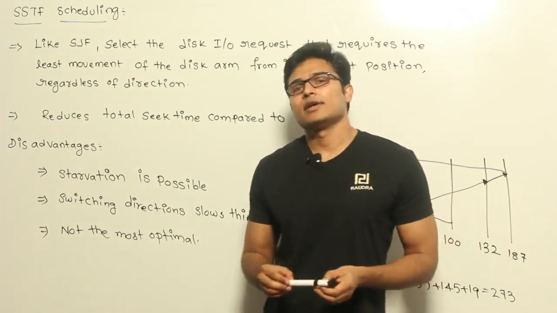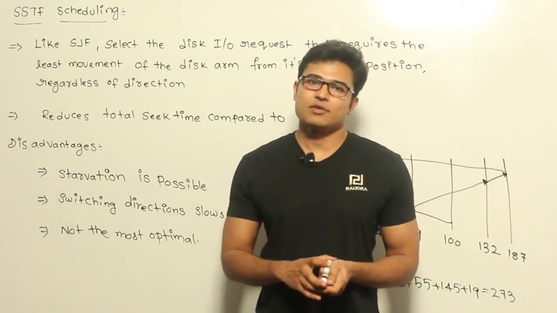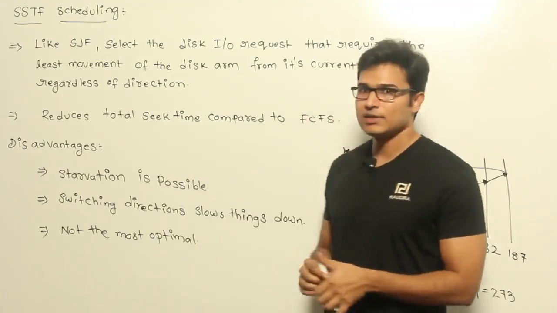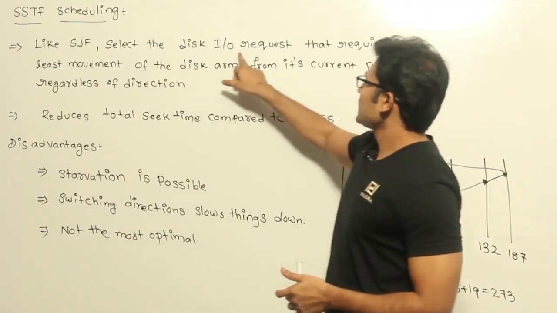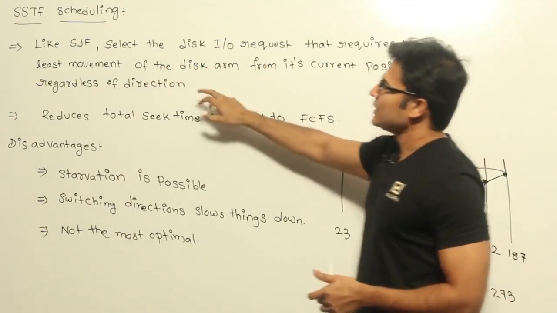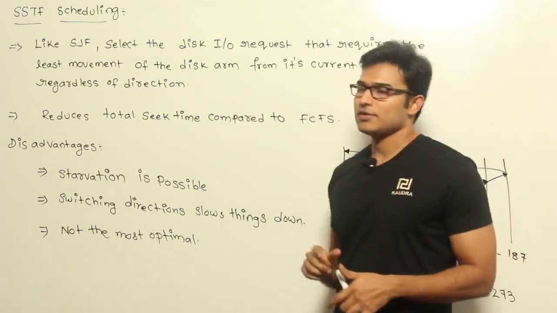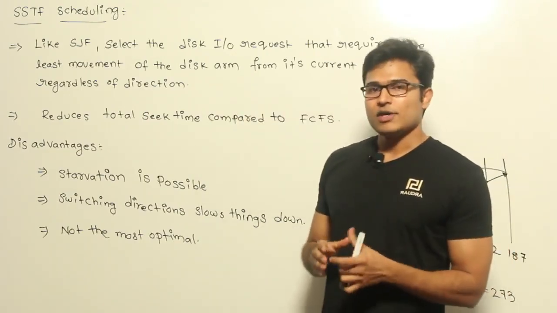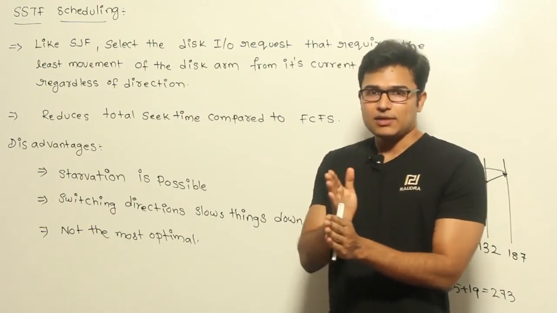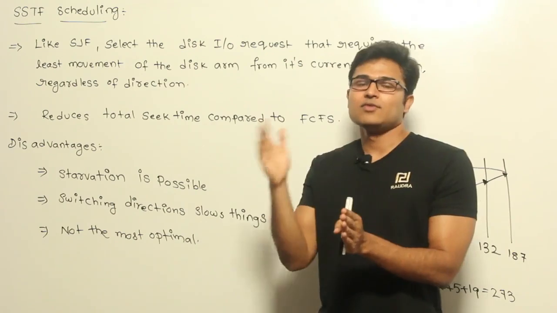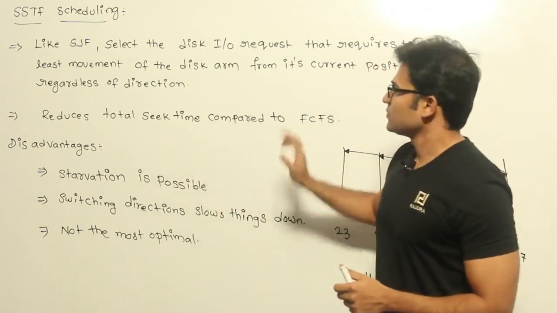Now the advantage of this one is, compared to first come first served, this is going to give you some better performance. I'll show you with an example how it is done. Now let me read out for you. Like SJF, it selects the disk IO request that requires the least movement of the disk arm from its current position regardless of the direction. So it means that if you are standing at some point now, irrespective of which direction you need to take, it is going to go to the next one which is closest, right? So it reduces the total seek time compared to FCFS.